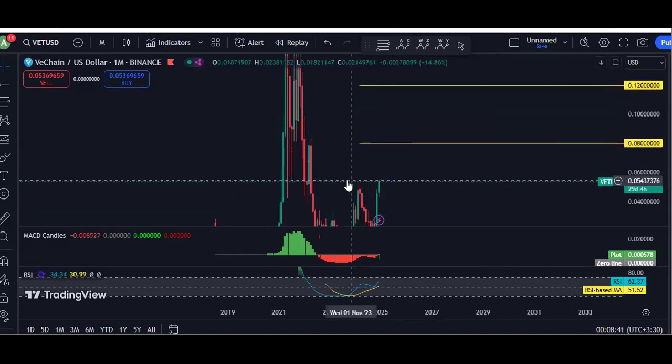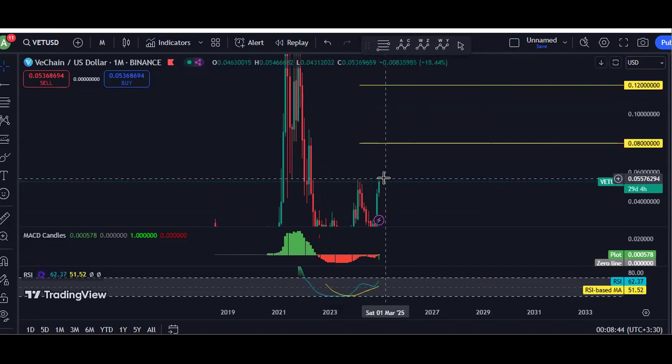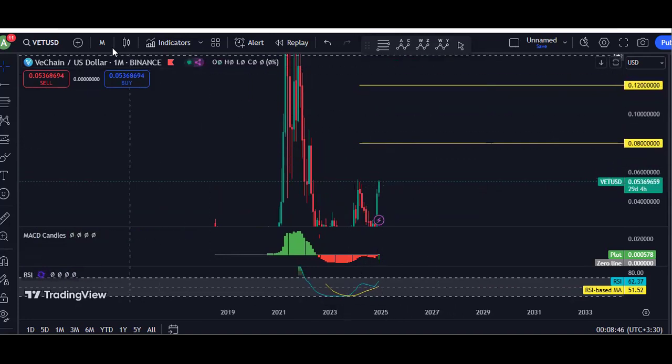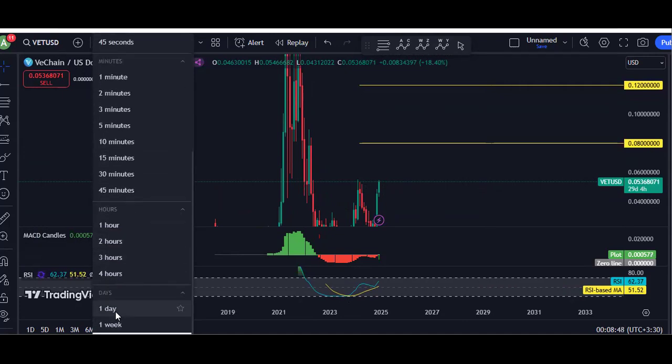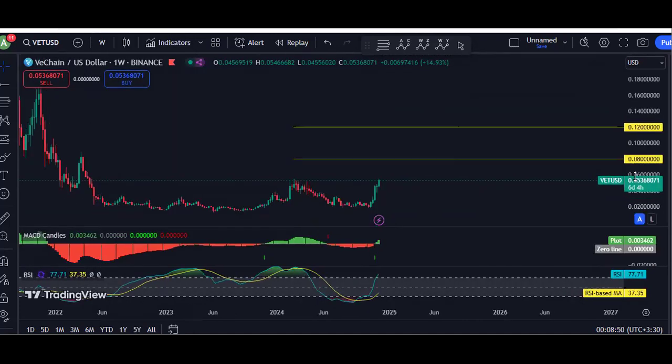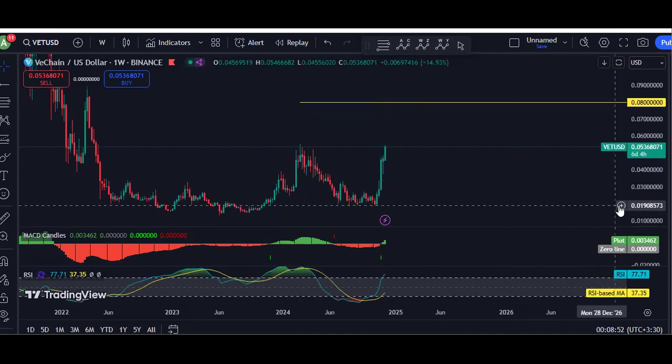And right now when we zoom in, we see the price almost near the previous top. And with the breakout of the previous top, the first target I'm looking for is 8 cent. This is what we have been looking for. And if we move to the weekly chart, similar explanation.